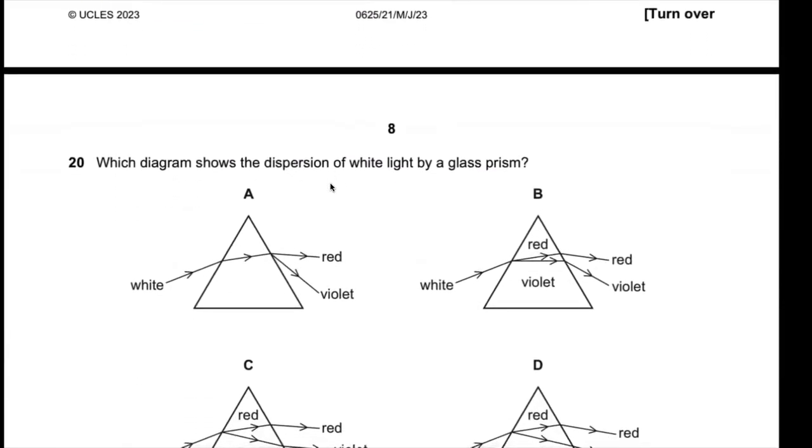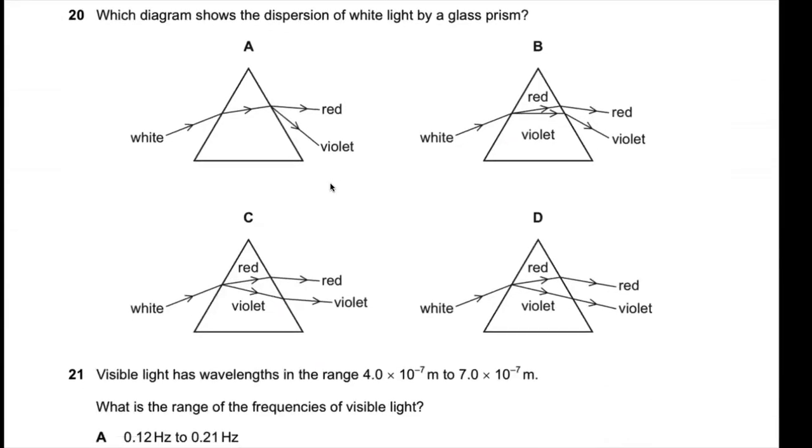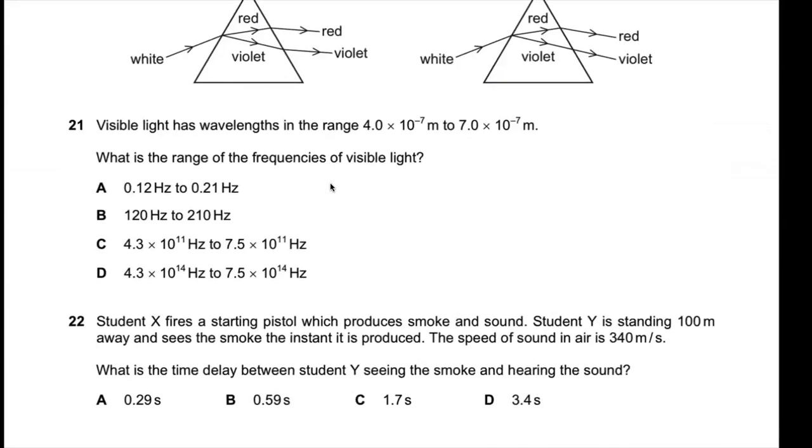Let's see what else do we have here. 21. Visible light has wavelength in these ranges. What is the range of frequencies? Again, not really difficult. You have v equals f lambda. We can just find out both of these frequencies and make a range out of these. That's going to be v over lambda in both cases.